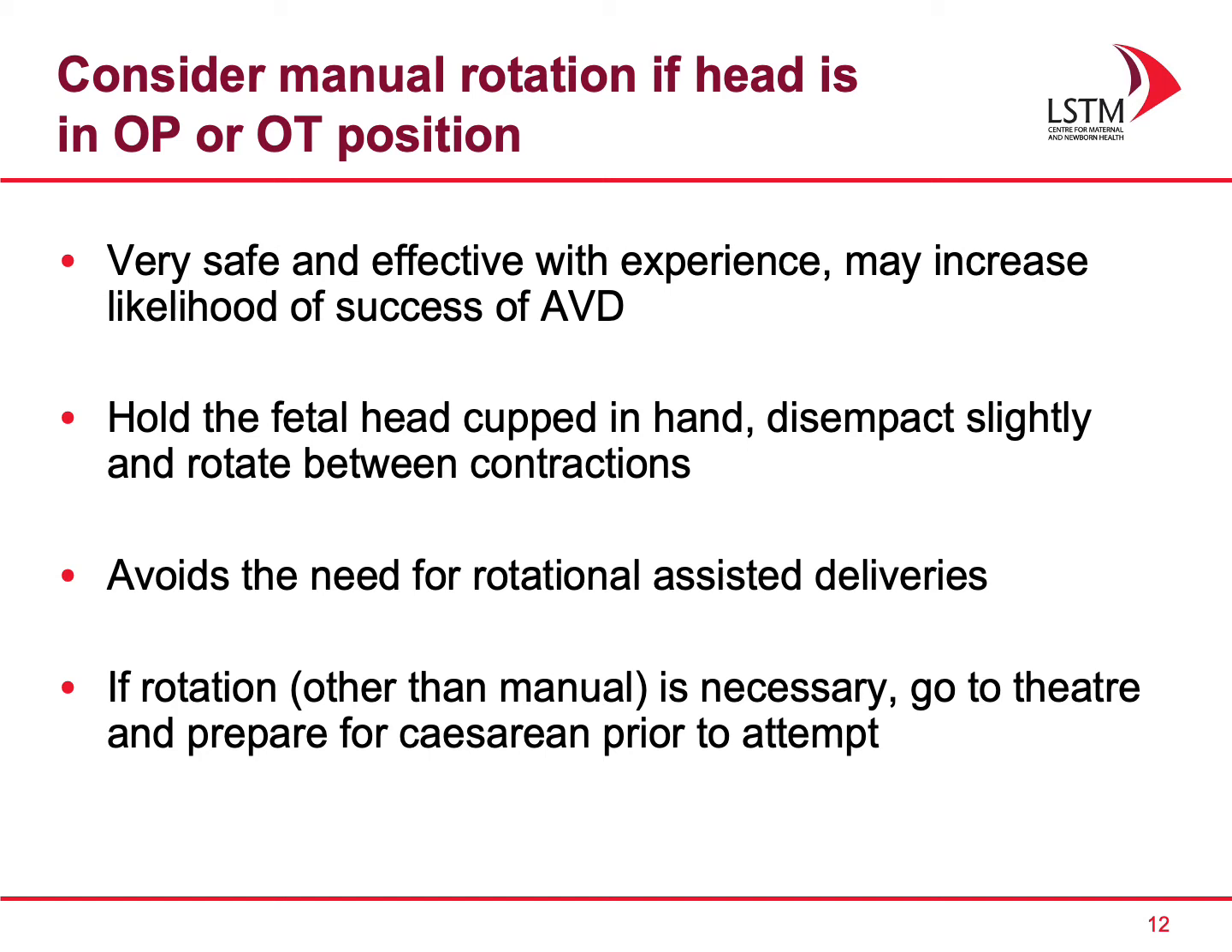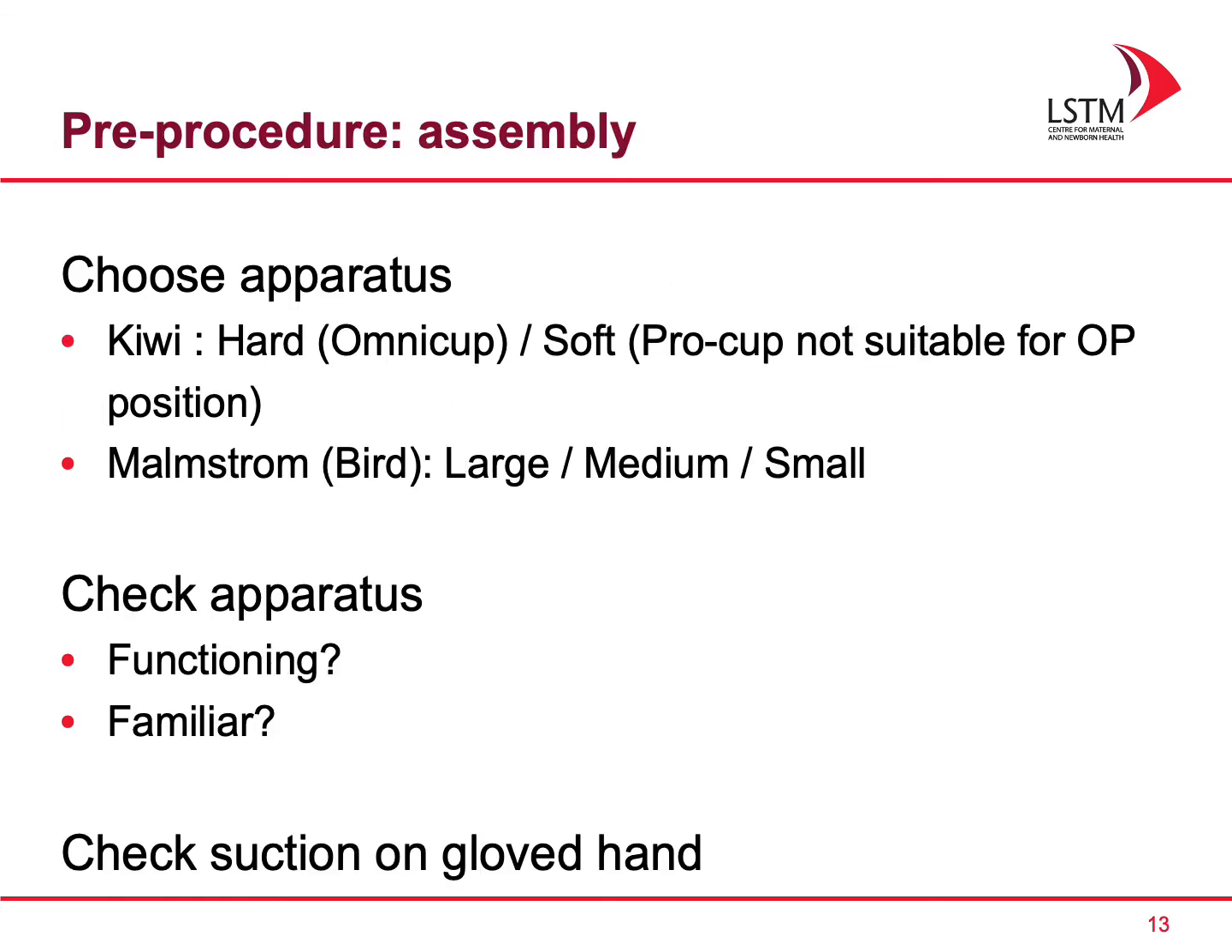So if you need to rotate in a manner other than the manual rotation, please do it in theater so that you are ready to jump to a cesarean section the moment you are not successful in that. Good. Assemble your equipment. Choose the appropriate apparatus. We have the Kiwi and the Malmstrom. With the Kiwis, you have the hard or the rigid cups. That's your Omni cup. Then you have the soft or the flexible cup, which is your Pro cup. Again, we'll get to see this in the videos that are going to follow.